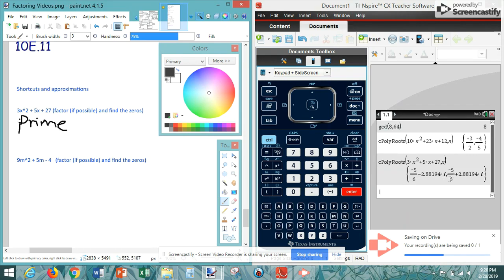And it's also an imaginary solution as well. This letter i represents that there is no real solution.